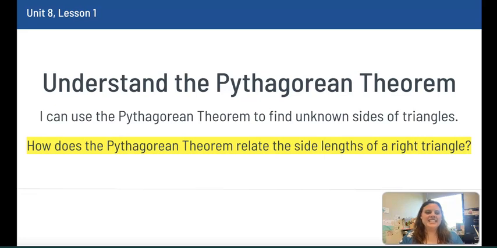Hey y'all, in this lesson we are looking at trying to understand the Pythagorean theorem. You can say it with me, Pythagorean. Our goal is to be able to use the Pythagorean theorem to find an unknown side of a triangle. Our essential question for you to write down is, how does the Pythagorean theorem relate the side lengths of a right triangle?